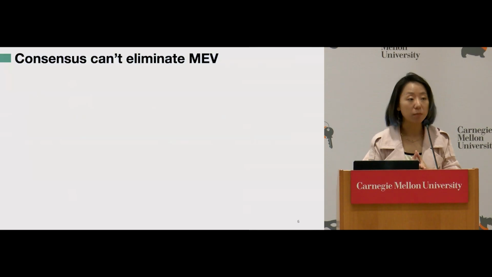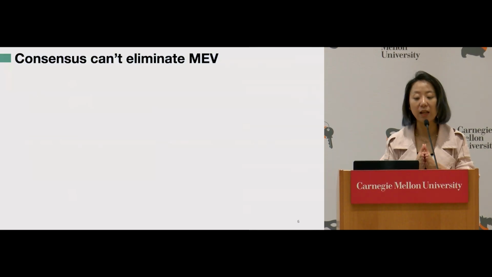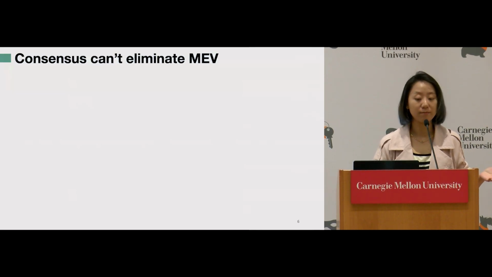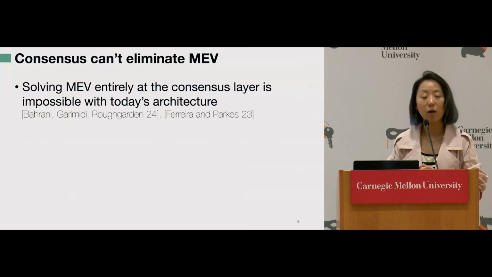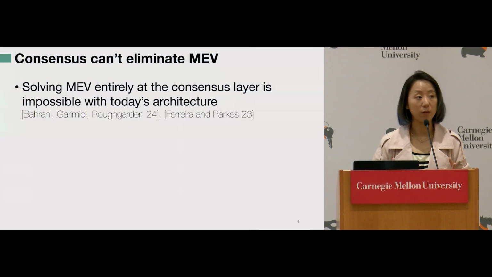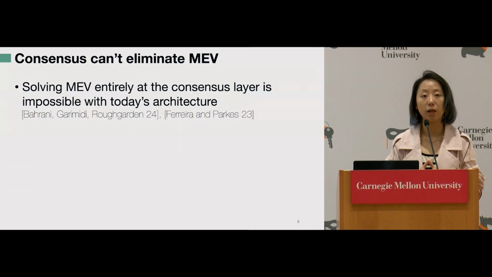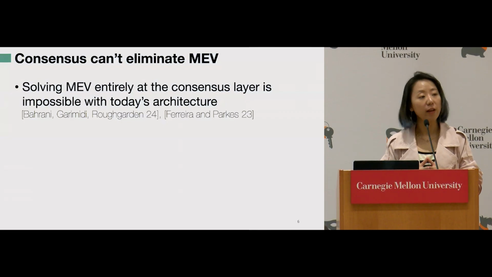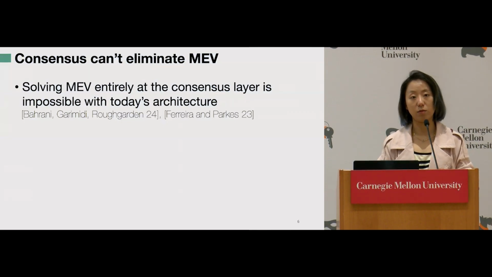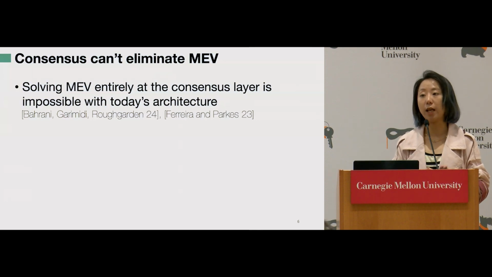It would be compelling if we could eliminate MEV solely at the consensus layer. Unfortunately, this is impossible. The recent result by Bahrani, Garimidi, and Roughgarden in 2024, and the result by Ferreira and Parkes in 2023, can be interpreted in the following way. Solving MEV entirely at the consensus layer is impossible, at least with respect to today's architecture.